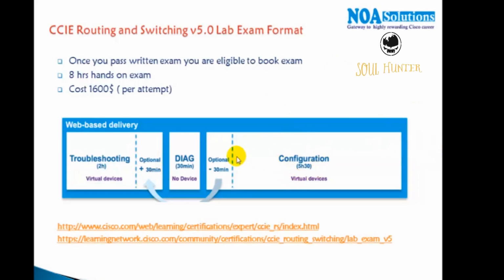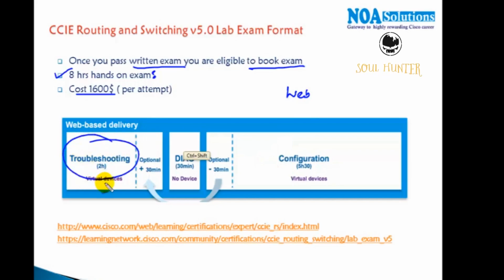In the case of the lab exam, you have 3 different sections. Once you pass your written exam, you are eligible to book your lab exam. It's an 8-hour lab exam tested completely on real devices in a lab-based environment, and the cost for this examination is $1,600 per attempt. It's a web-based delivery exam where the complete examination is documented in a web program, where you will access all the devices, and it's a computer-based exam. It has 3 sections in total.